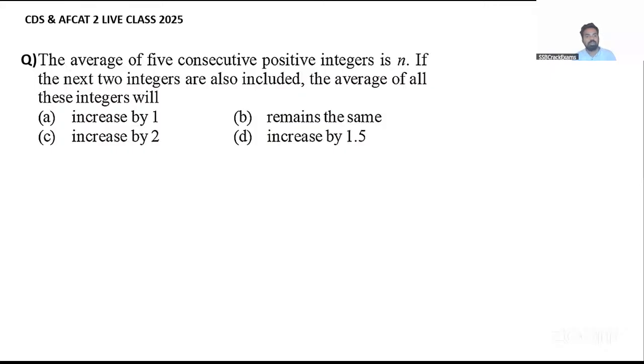The average of 5 consecutive positive integers is n. If the next two integers are also included, the average of all these integers will be. Obviously, we need not even think about this question. Just tell me the answer. You need not pick up the pen even. It is that simple. It is a very easy question, and it is the last question for today, a previous year question.